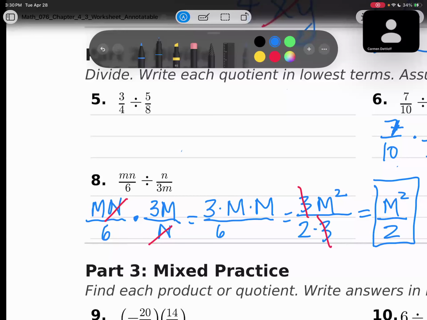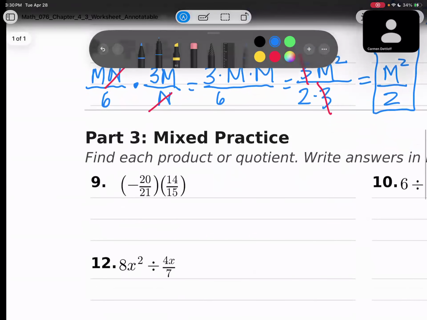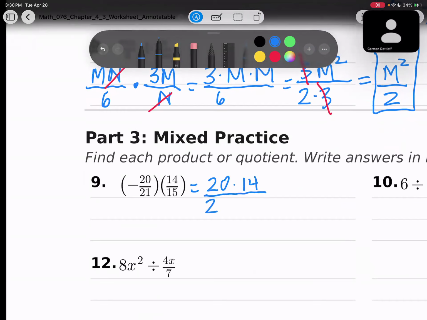Okay, got to keep going. Okay, I've got multiply and divide symbols in this section, and we have to figure out what to do. So I'm going to break apart my terms, each number, and I'm going to see what things I can cancel before I multiply through, because it just makes my life easier. So I've got 20 times 14 all over 21 times 15. Okay, let's break up my terms.